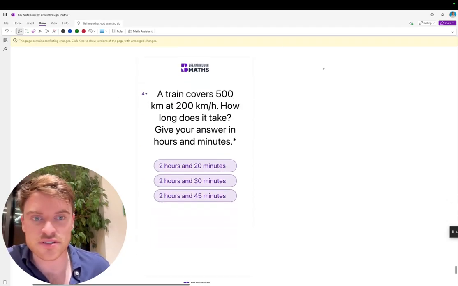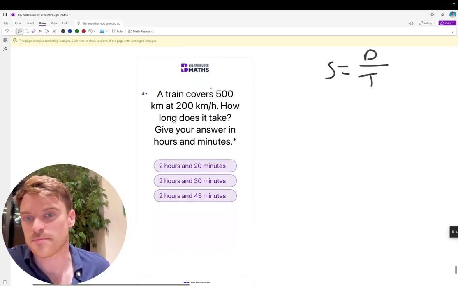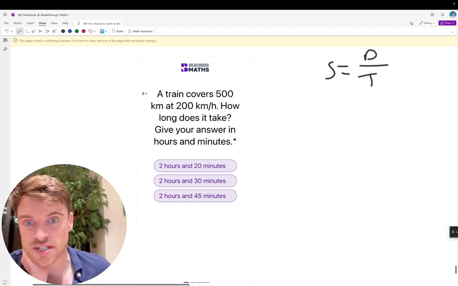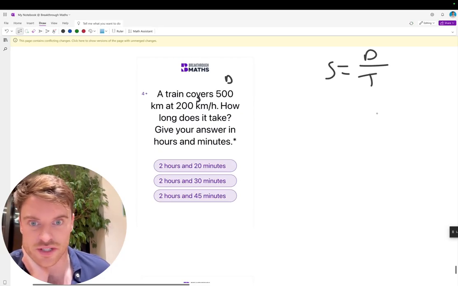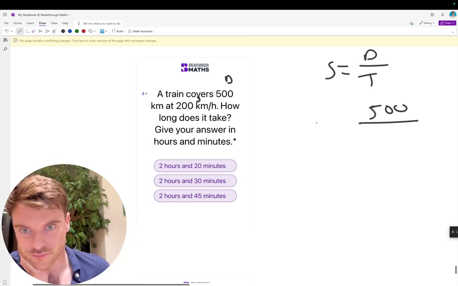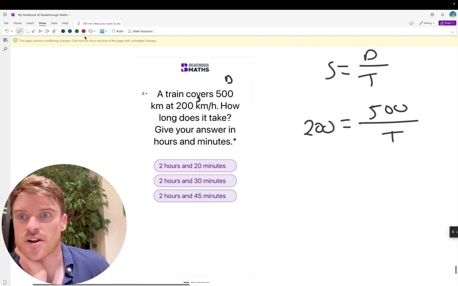Train covers. Again, speed is equal to distance over time. Without fail, you should be doing this every time. A train covers 500 kilometers at 200 kilometers per hour. So you have the distance there and the speed. The distance is 500 kilometers, the speed is 200, and we're looking for time. A bit of a harder one now.